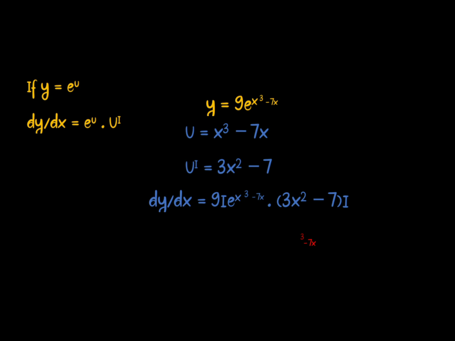So by the time you multiply all these terms together, that's basically the answer, but we can have a better presentation of 9 in the bracket, 3x squared minus 7 in the bracket, e raised to the power of x cubed minus 7x. That is the answer to such a question.